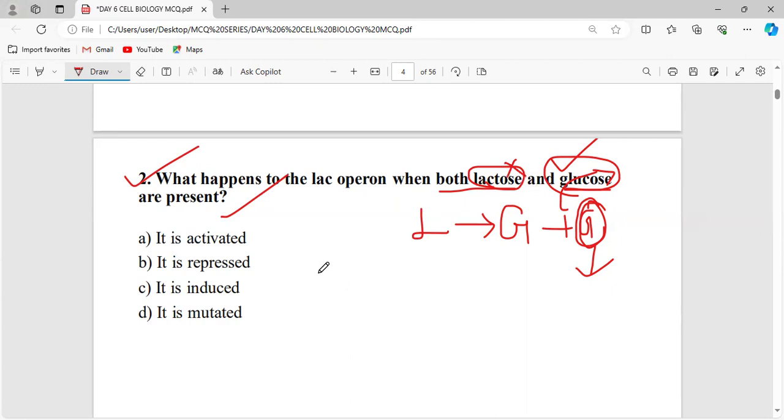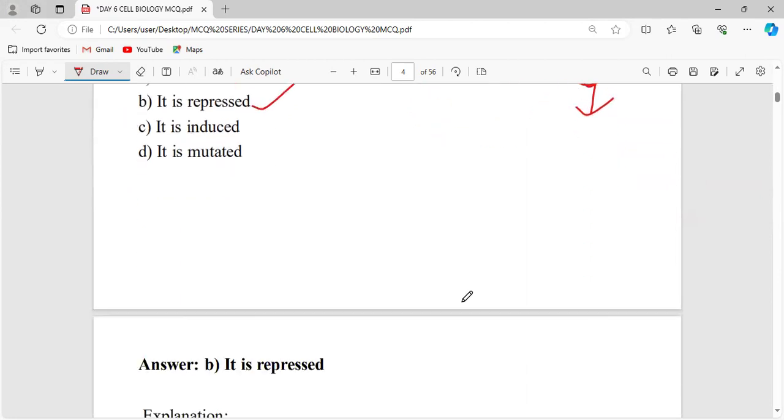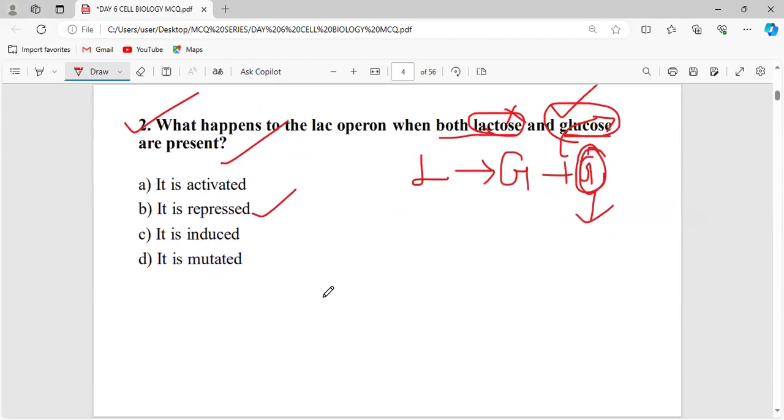So obviously, the lac operon has to be repressed. Now the repressor will be attached to the operator and the lac operon will be stopped. Okay, this is the concept. Now, if the glucose is absent, and the lactose is absent, will the lac operon be turned on or turned off?